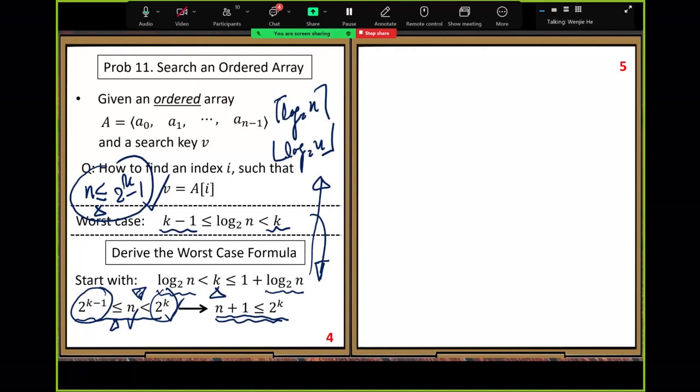With this one, let's take log base 2. So we have log base 2 of n plus 1 less than or equal to k, less than or equal to 1 plus log base 2 of n. You can see this inequality is better compared with that one.